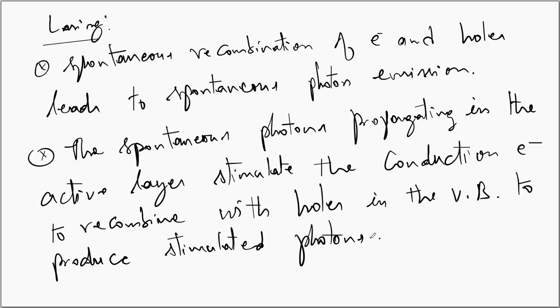When the diode losses are offset by the laser gain, the laser oscillations will start. As the refractive index of the gallium arsenide is higher than the refractive index of the gallium aluminum arsenide layers, the light is trapped within the active region and it travels in only one direction.